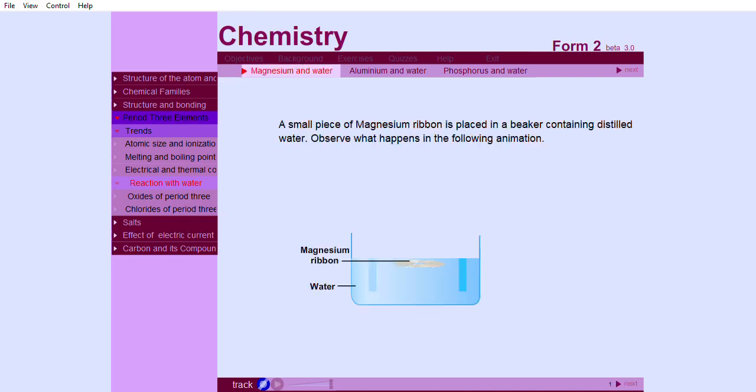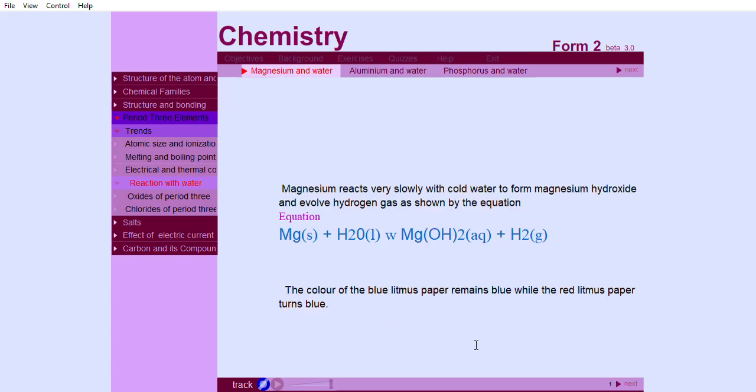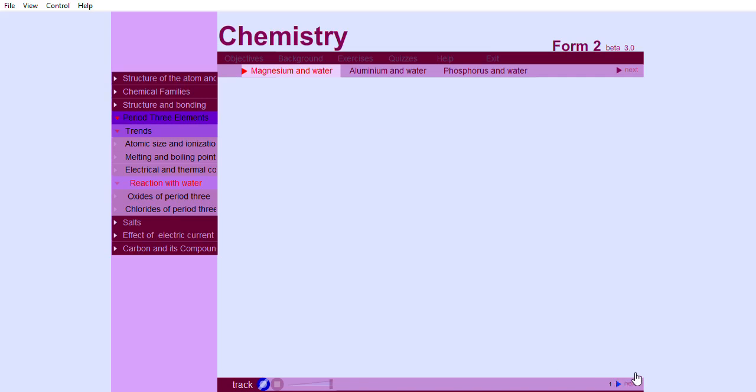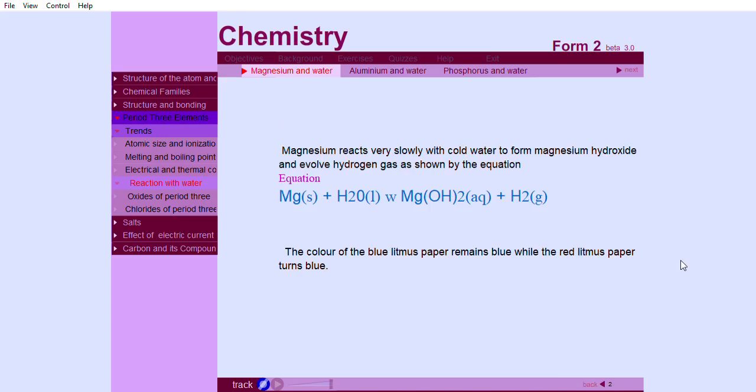Reaction of magnesium with water. Cut a small piece of magnesium. Hold the piece of magnesium using a dry pair of tongs. Put it in a beaker containing distilled water. Dip a red litmus paper and a blue litmus paper in the solution formed. Magnesium reacts very slowly with cold water to form magnesium hydroxide and evolve hydrogen gas as shown by the equation below. The color of the blue litmus paper remains blue, while the red litmus paper turns blue.